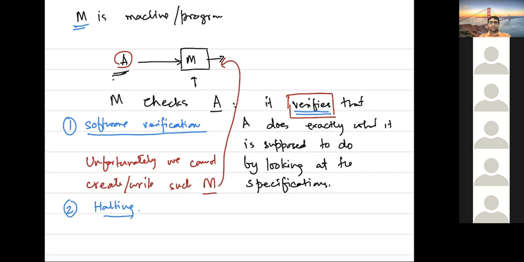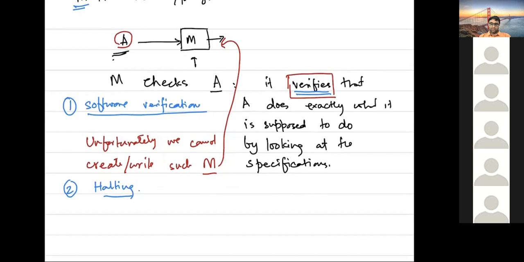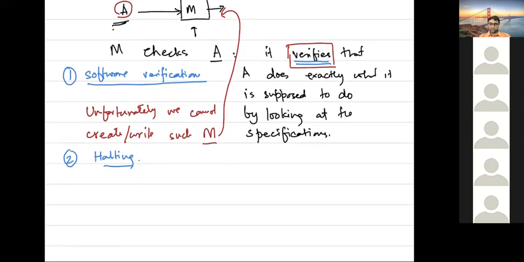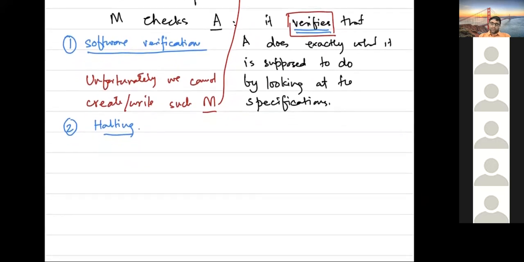So what I'm saying is, for example, in A, if it is a sorting problem, then M, this sorted solution, we can try and sort it again. And if no sorting happens, then it means that A is performing fine. Good. But the thing is that M is a general computer. So M does not know that A sorts. M has to find out that A is a sorting program.